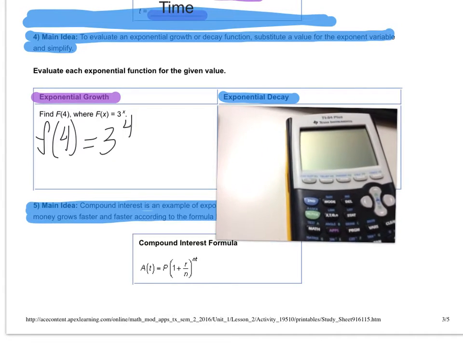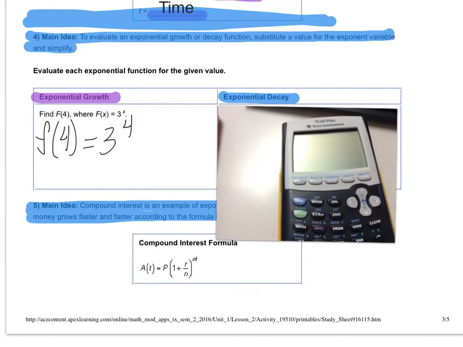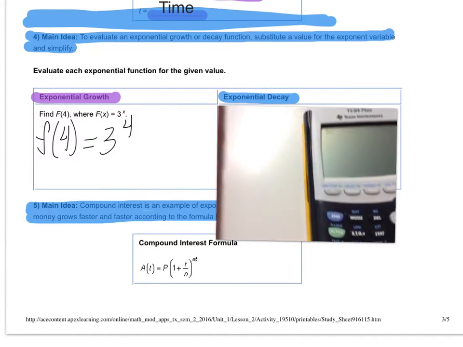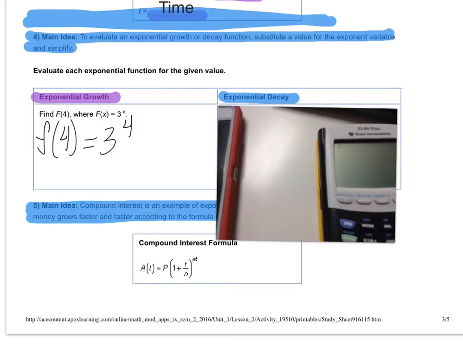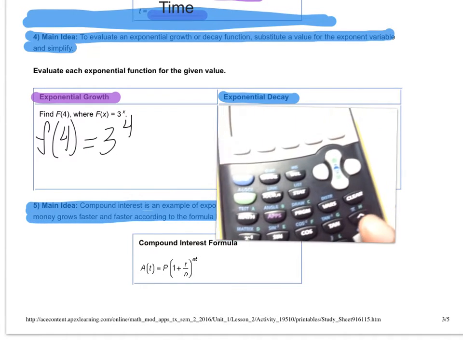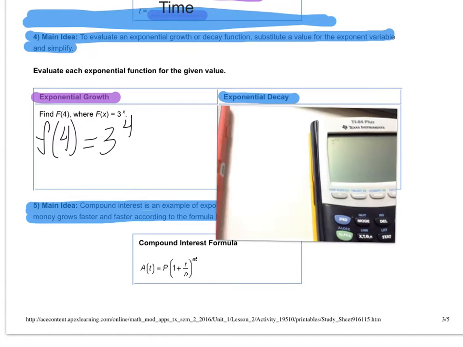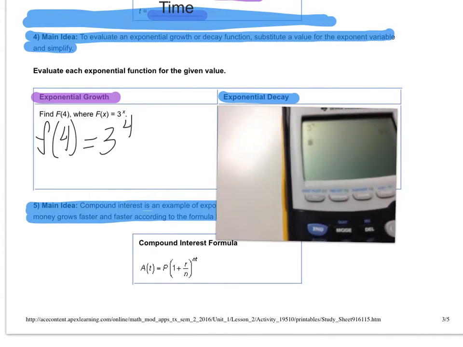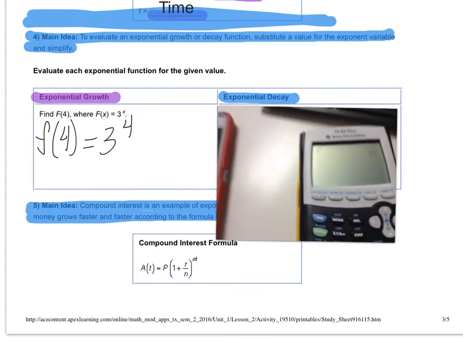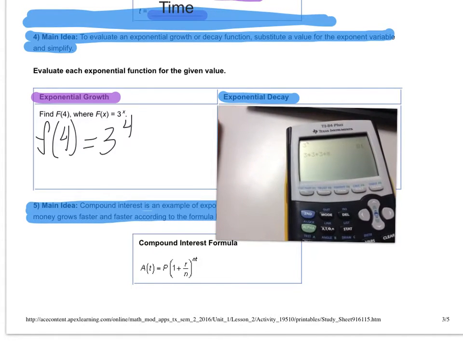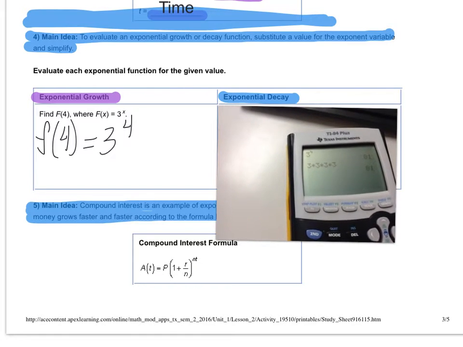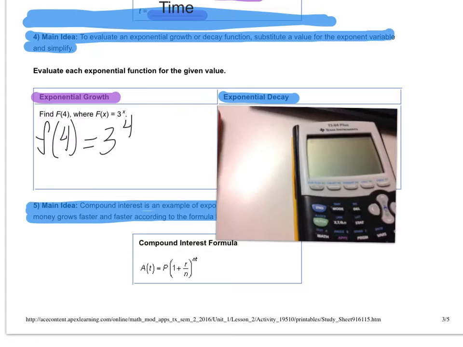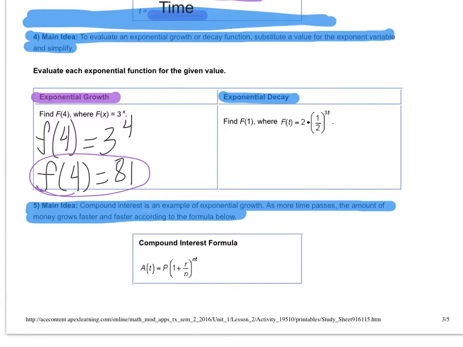To put this in your calculator, you just want to press 3, and then use the caret, which is over here underneath clear. Press that button and then put a 4 and hit enter, and we get 81. Now truthfully, this is 3 times 3 times 3 times 3. You get the same answer, 81, but it's a lot quicker to just hit 3 to the 4th power. So your final answer is 81.